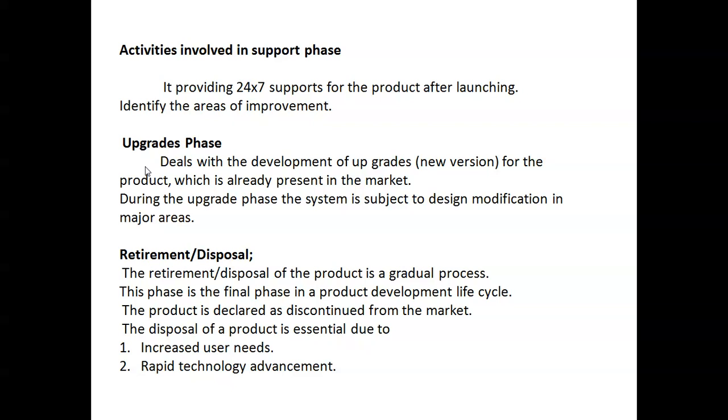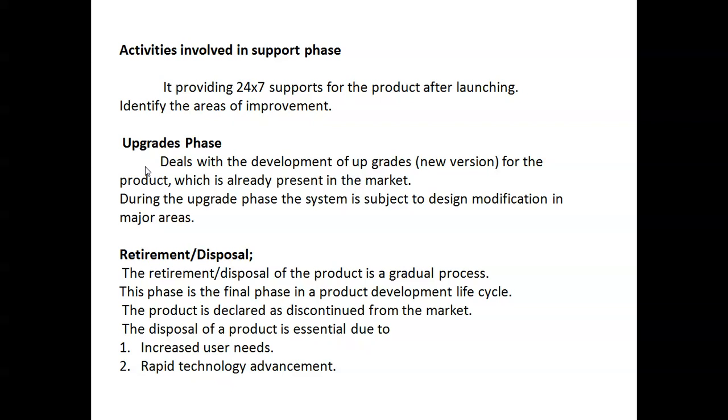Upgrade phase. Once the product is released, if any new versions come, then we have to update the product, and only then will the product survive in the market. Then retirement and disposal.